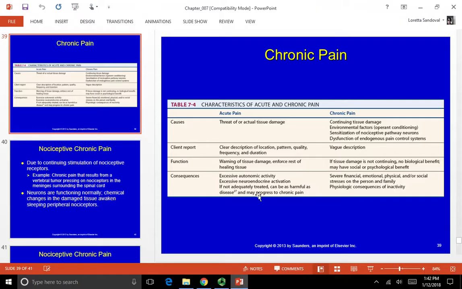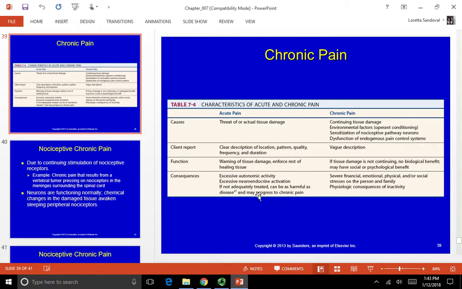But it's a good thing to know the characteristics of acute versus chronic pain. So it goes by cause, what the client reports, the function, and the consequences. So with acute pain, the cause is the threat of tissue damage or actual tissue damage. You can still get acute pain with no tissue damage, but it's the threat of tissue damage or actual tissue damage.